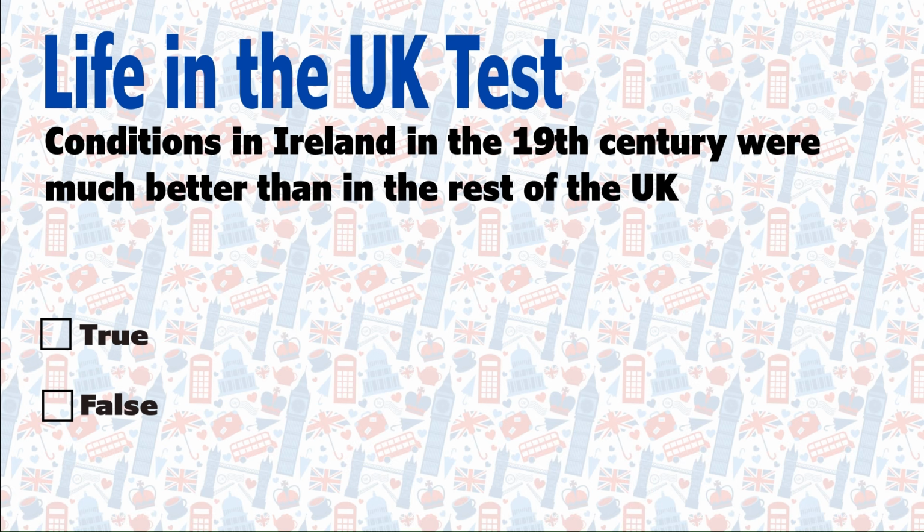Conditions in Ireland in the 19th century were much better than in the rest of the UK. True or false? False. Conditions in Ireland were not as good as in the rest of the UK. Two thirds of the population still depended on farming to make their living, often on very small plots of land. Many depended on potatoes as a large part of their diet. In the middle of the century the potato crop failed, and Ireland suffered a famine. One million people died from disease and starvation.